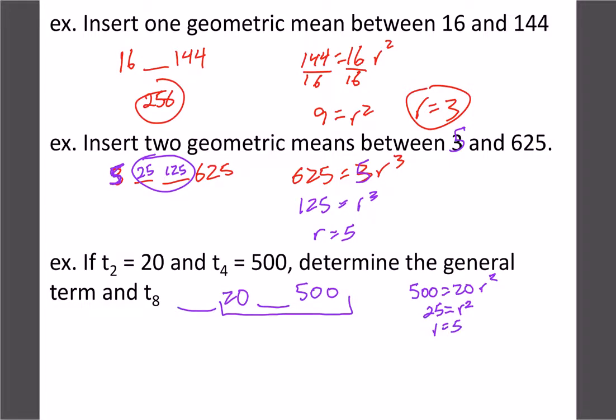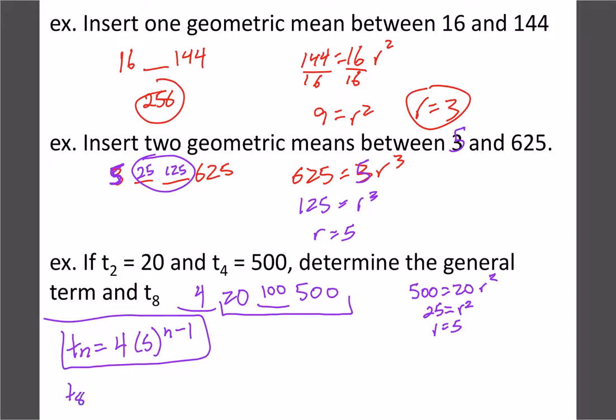So that means we'd have 100, and 20 divided by 5 would give us 4. So we know our term 1 now. So to do our general term, it should be term 1, which is 4, times our r, 5, to the n minus 1. And so that's our general term formula. And then our term 8 would be 4 times 5 to the 7. And when we do that, we get 312,500 as our final answer. And that's it for this topic.